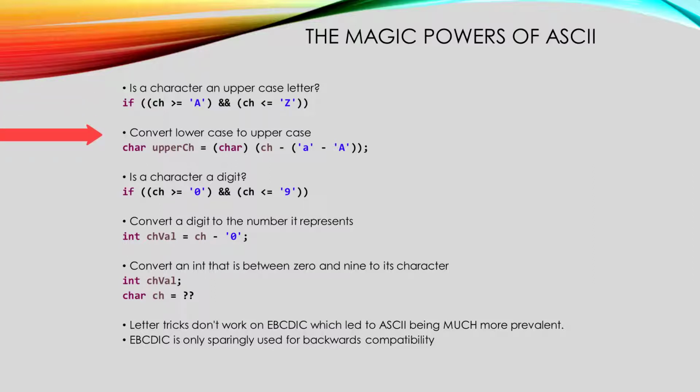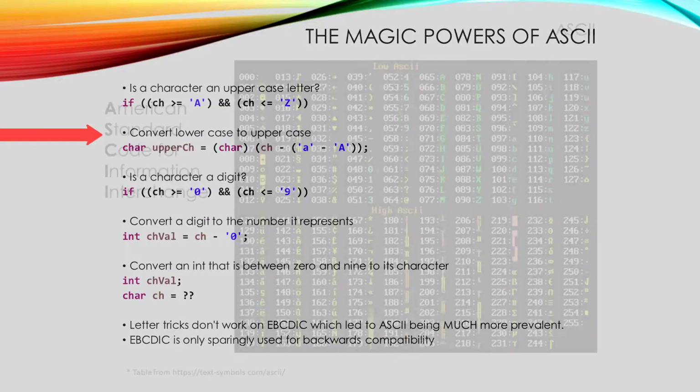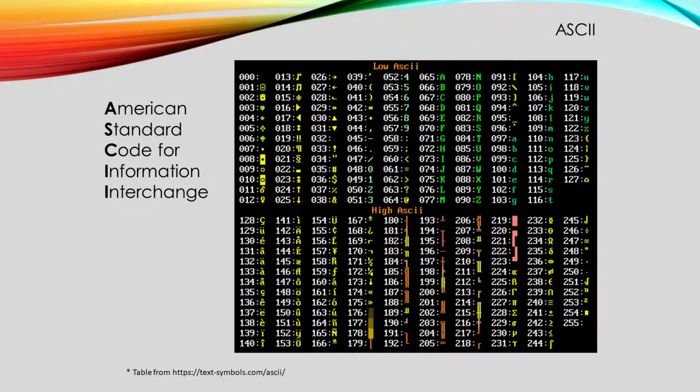Because both the uppercase and lowercase letters are in consecutive groups, we can do some simple math to convert one to the other. The distance between the lowercase version of any letter and its uppercase counterpart is always the same, so we can use that distance to convert them. For example, the distance between capital A and lowercase a is 97 minus 65, which is 32.